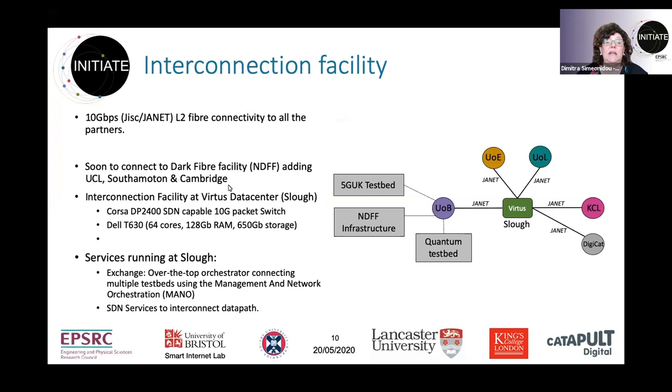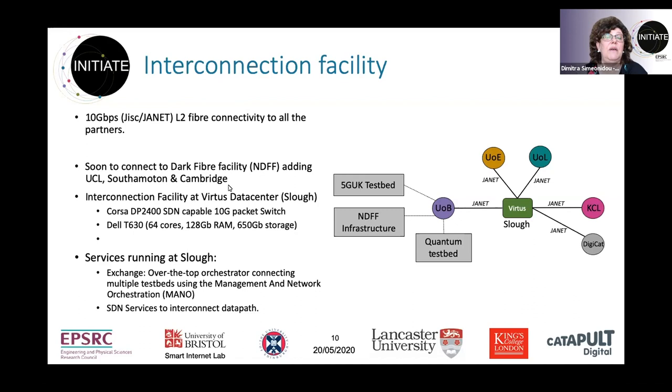It could be, if funds allow, 100 Gbps, or it could be dark fiber connectivity in the future with a national dark fiber facility. And this is a very exciting evolution for us, because in the next months, the Initiate exchange node is going to connect to and be part of the national dark fiber infrastructure, which means we are going to be able to provide dark fiber connectivity services through our facility. Even more exciting, we are going to be able to connect UCL, Southampton and Cambridge as well, as part of the overall footprint of Initiate and the NDFF infrastructure.